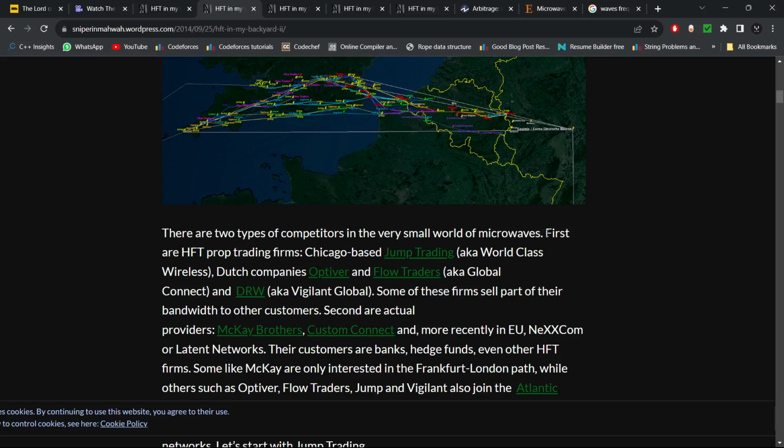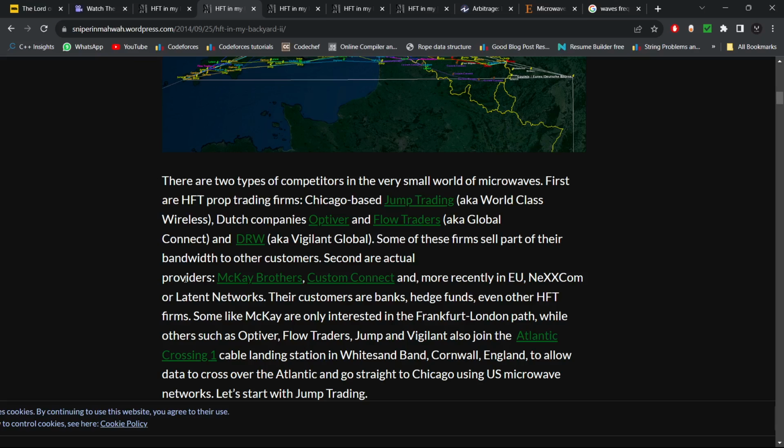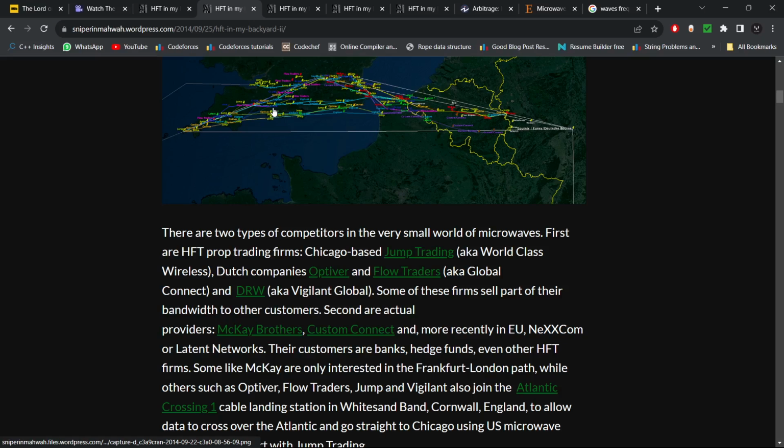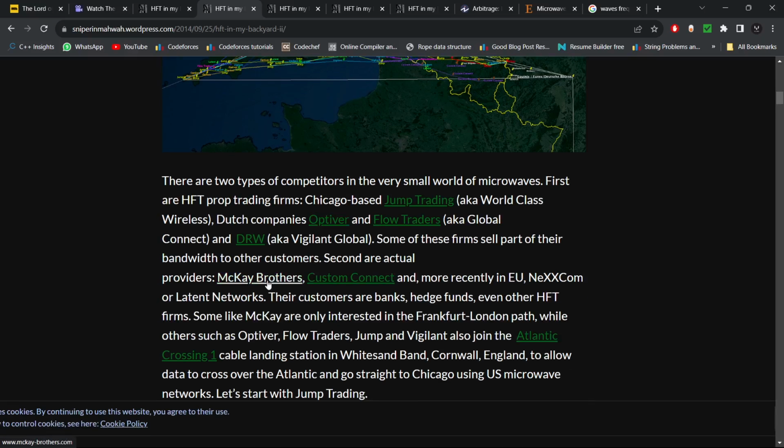companies who have established their own microwave paths. One is Chicago-based Jump Trading, then there is Optiver and Flow Traders, DRW is also there. Then, not every HFT is able to rent out towers, install dishes on them, and construct their own microwave paths. So there are some other network providers as well, like McKay Brothers and Custom Connect, and some companies use their facilities.